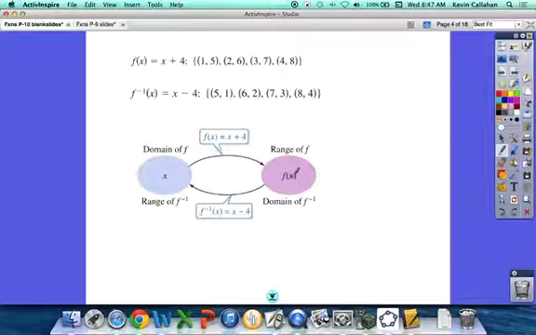Okay, so this is the arrow for the f inverse. It's going from this circle to this circle. So now this is the domain of f minus 1. This is the range of f minus 1. Domain of f is the range of the inverse. Range of f is the domain of the inverse.